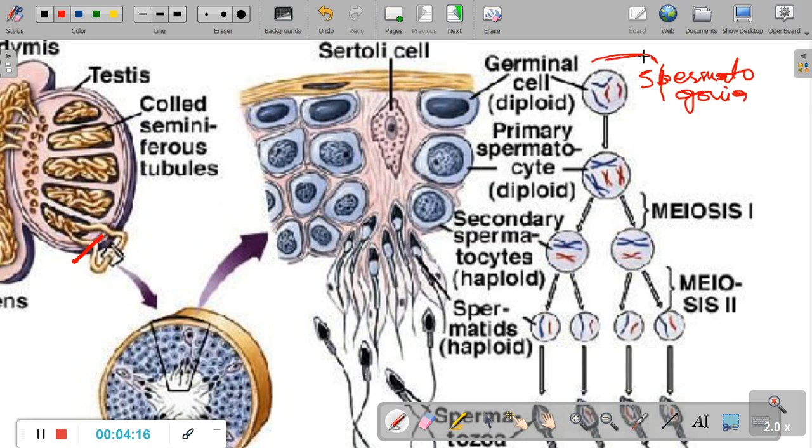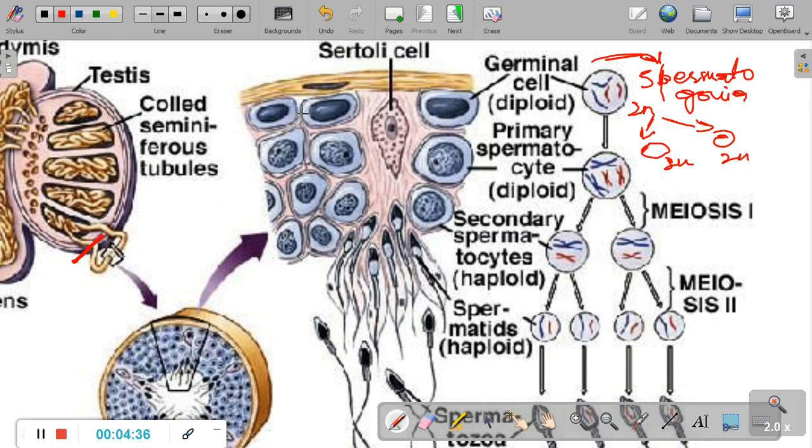So these germinal cells are also known as spermatogonia. When spermatogonia undergo mitotic division, you see, mitotic division will produce diploid cells. Undergoing mitotic division, each cell will produce two diploid cells. So germinal cells or spermatogonia produce more spermatogonia.